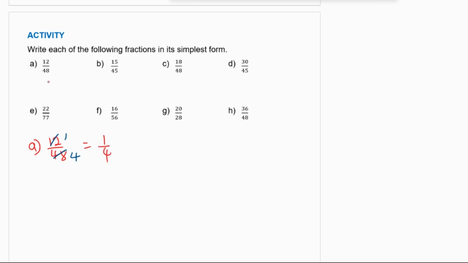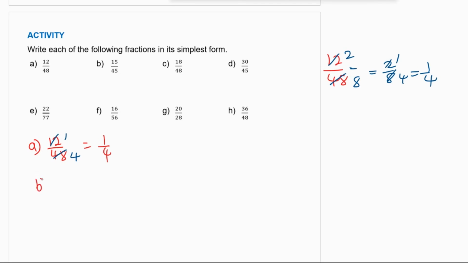Let's say maybe you used 6. You can use 6 and say 12 over 48. And then say 6 into 12, that's 2. Then 6 into 48, that is 8. And then you are left with what? You are left with 2 over 8. Then you can further divide this by 2. 2 into 2, 1. 2 into 8, 4. Still, you're going to get the same answer. Okay? But it is advisable to use the highest common factor and get your answer once.